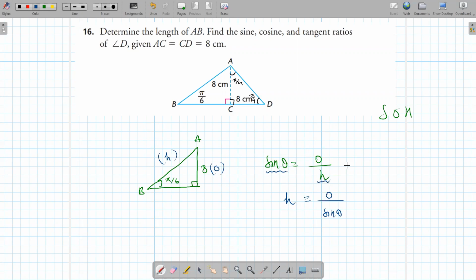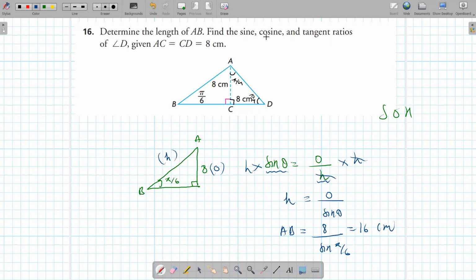Let me show you the steps. You're multiplying both sides by h. This cancels out, then you're left with h sine theta equals O, and then you want to divide both sides by sine theta. You literally end up swapping these two. It's a neat little math trick. So hypotenuse, which is our AB, is equal to O, which is 8, divided by sine of pi over 6. And that should give you 16. Okay, I was actually tripping on this unit for no reason. And that's super easy.